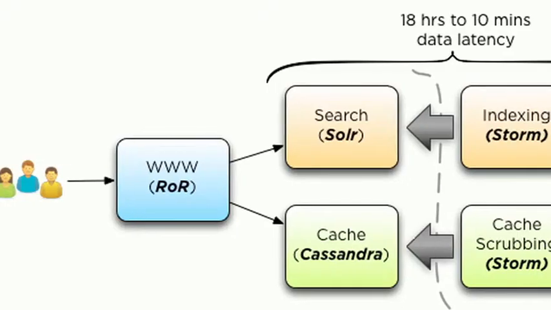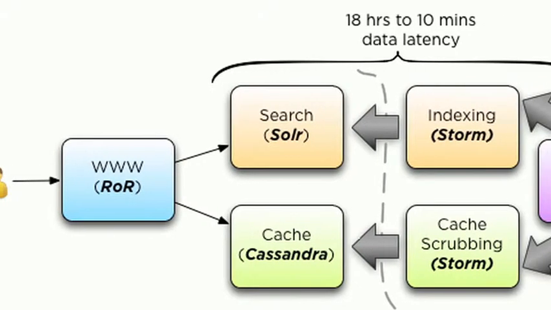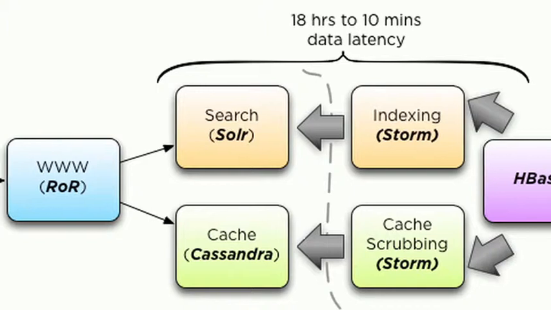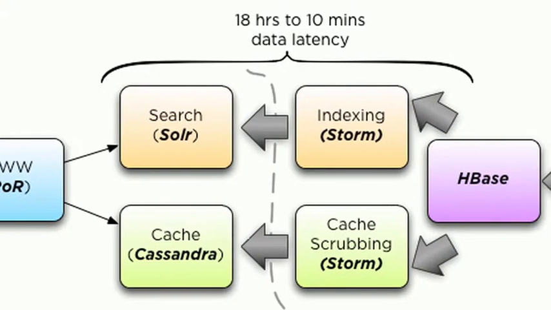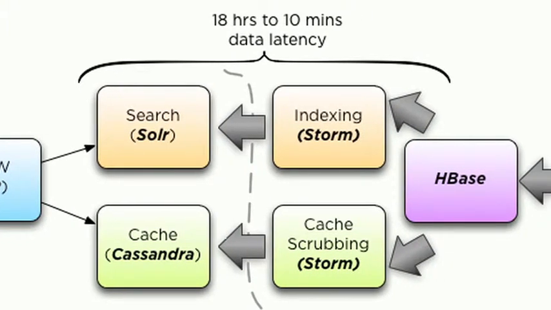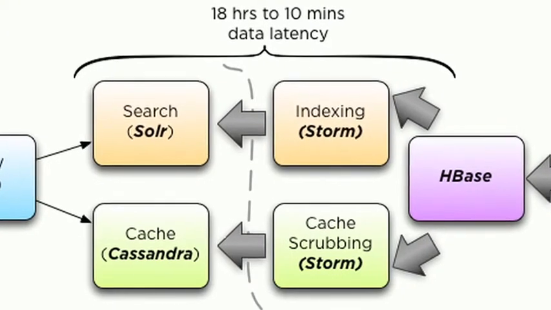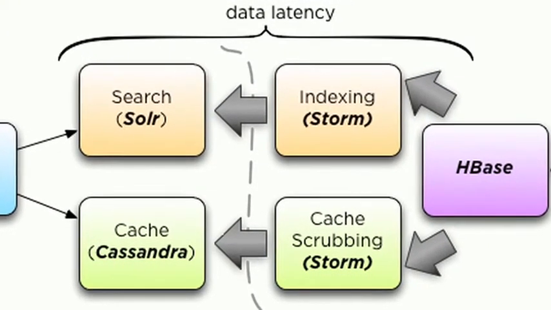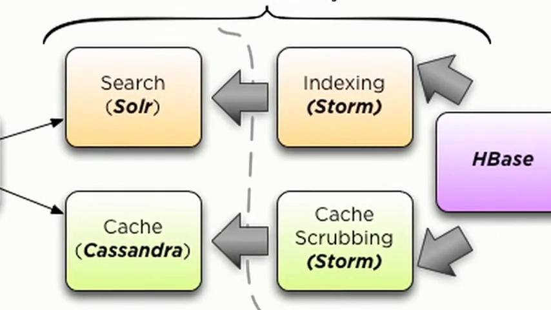So this is how our new system looks. We replaced our system of record from Oracle to HBase. Now we are using Solr version 4 for searching, which is a near real-time system. Similarly for cache, we switched from MySQL to Cassandra.